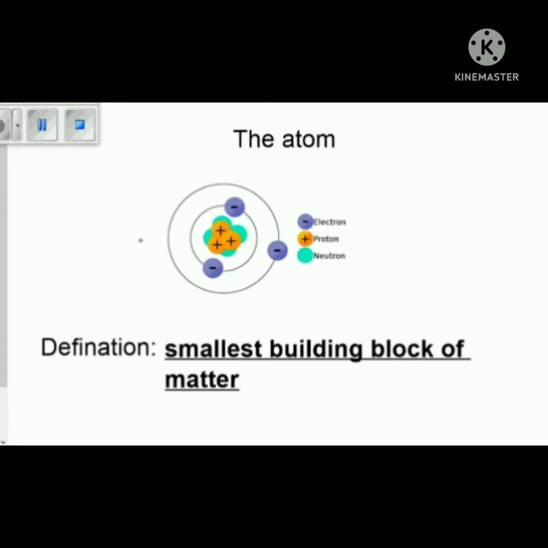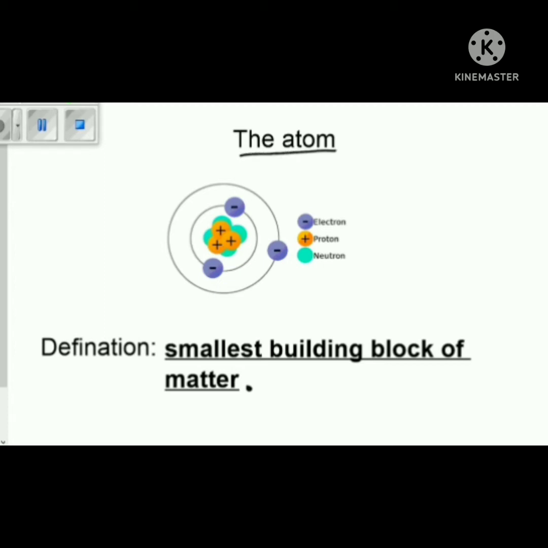Going to be talking about an atom. I'm sure you've heard the term which states that an atom is the smallest building block of matter. You can compare this to a house, which is made up of many bricks, thousands of bricks, but the smallest building unit of that house is the brick. Each individual brick is the smallest building block of that certain house.